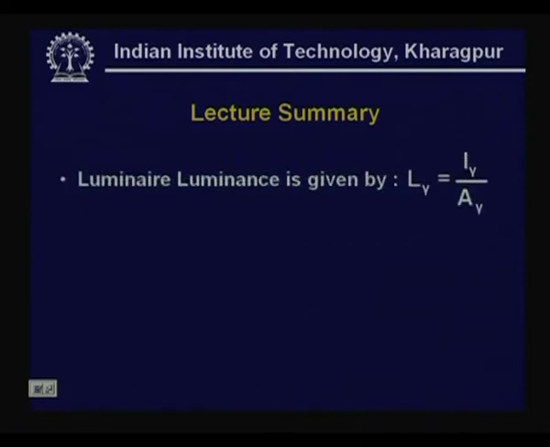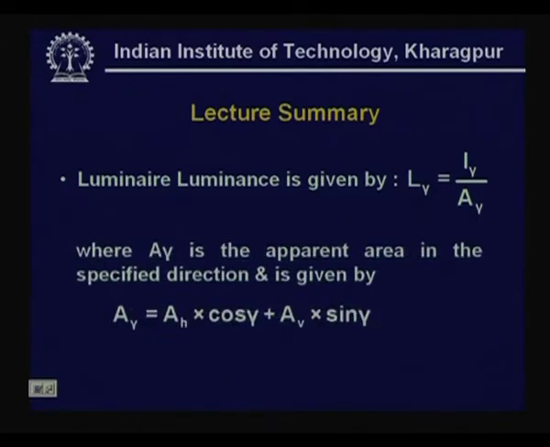Similarly, one can get the vertical illumination. Luminaire luminance is of course given by the angle subtended at the observer from the luminaire, and in doing this, the inclined area is obtained, which is called the apparent area, given by A gamma, considering the horizontal area of the luminaire plus the vertical area, one going lengthwise, another going breadthwise: A gamma equals AH cos gamma plus AV sin gamma.